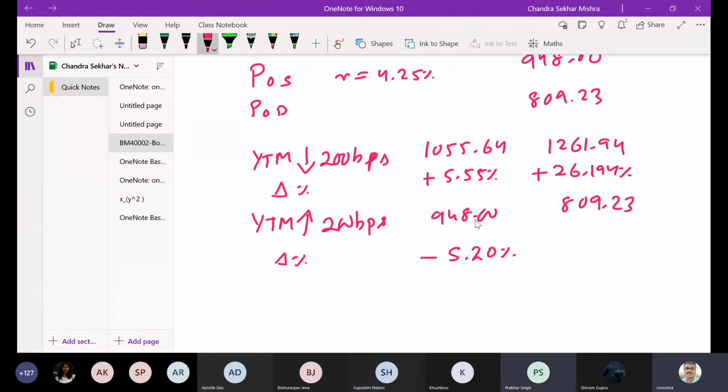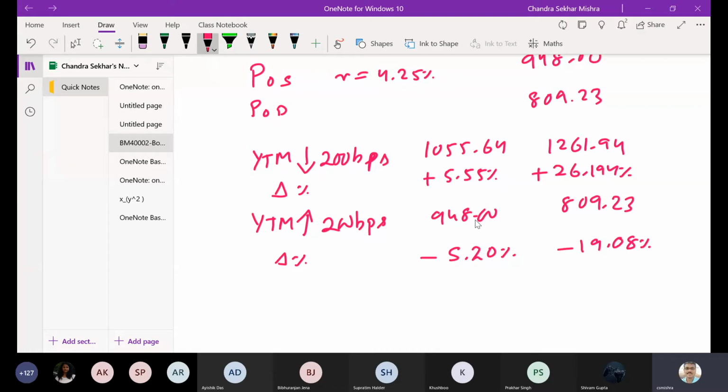How much is this one? 809.23 as a percent. How much fall is there? Around 200, means 191 something. So how much is the fall? Minus 19.08%. Now what is the conclusion from this particular finding?